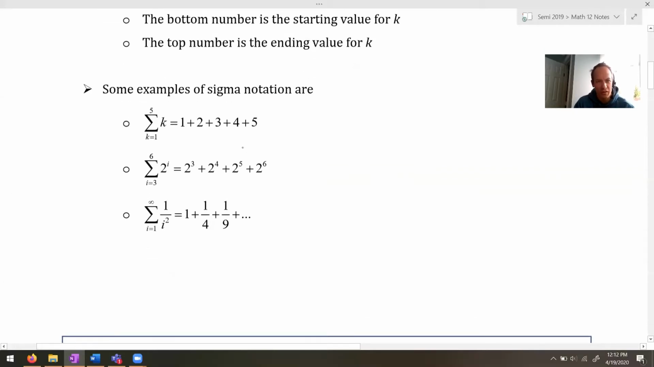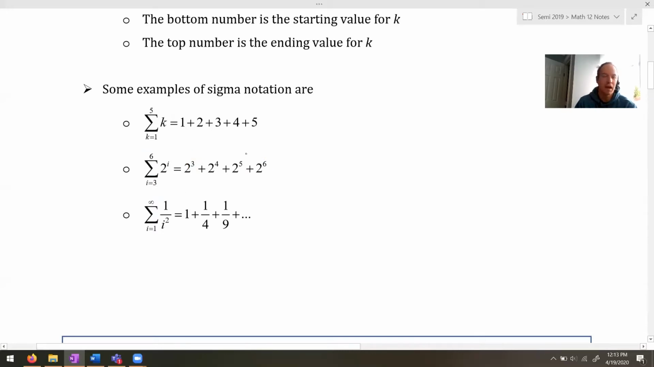Okay, another example would be this third one here, 2 to the power of I. Now I'm using a different letter. I'm defining I equals 3 as the very first number I'm going to substitute for I, and I'm going to go all the way up to 6. You never skip any number, so it's going to go 2 to the power of 3 plus 2 to the power of 4 plus 2 to the power of 5 plus 2 to the power of 6. So we can start at any number we want, and we can end at any number we want.